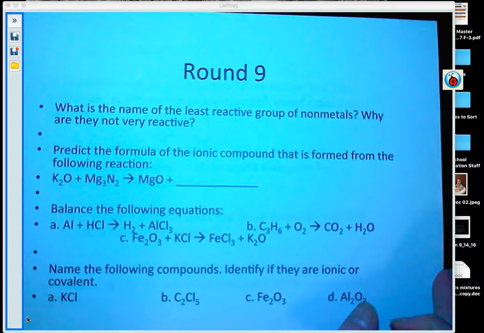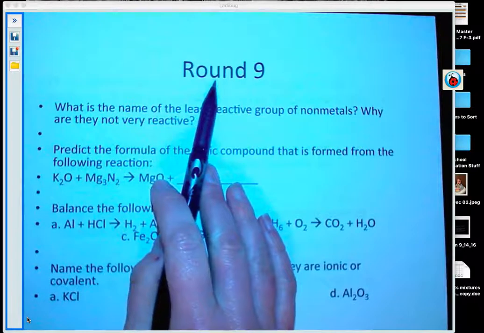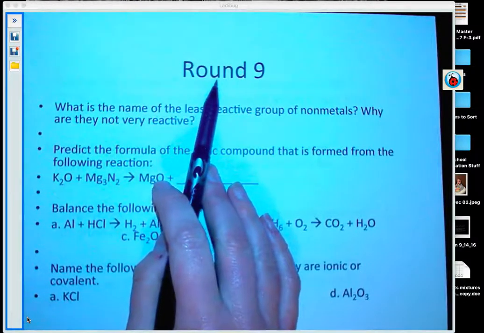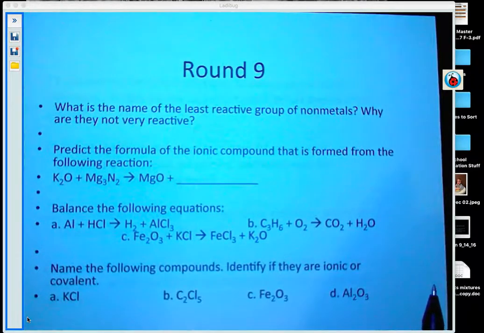Alright, I'm going to jump all over the place here. As you guys can probably see, this is round 9, not round 1. This was supposed to be trivia for today, so I'll have to make it up to you somehow next week.